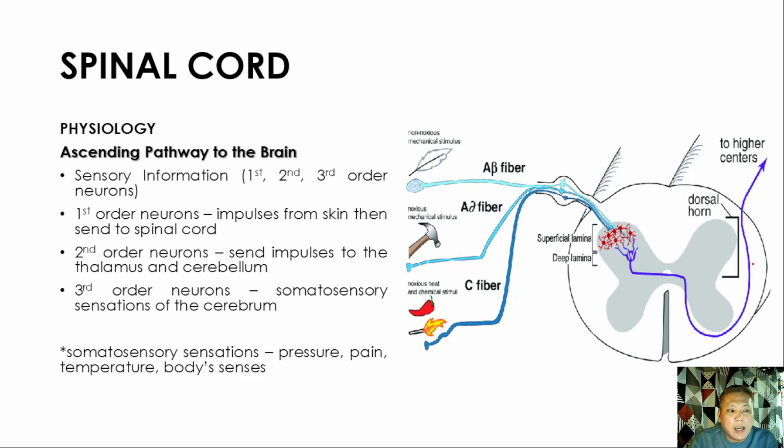Ascending pathway to the brain. So, sabi natin, sensory information, first, second, and third neurons. So, sabi natin, first order neuron, ano daw? Impulse from the skin, then sent to the spinal cord. Halimbawa, ayan. So, para ma-differentiate mo, itong, halimbawa, yung feather, o napukpok ka, naipit ka, or napasok ka, or manghang. Diba? Sabi natin, send simula to the thalamus and the cerebellum. So, pupunta yan doon sa thalamus natin.